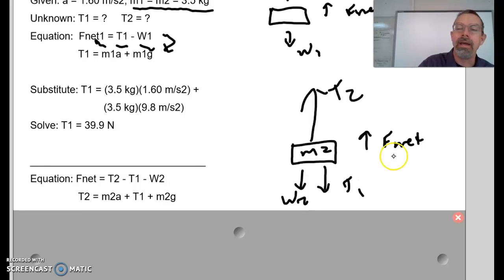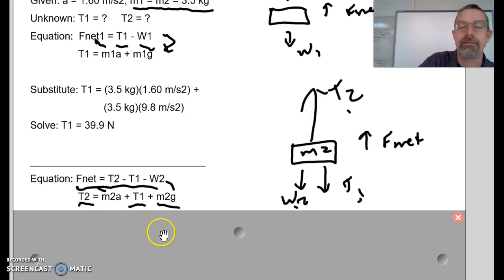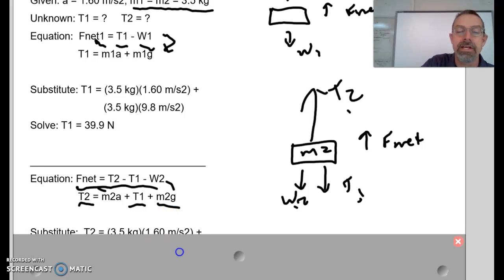And so my net force here, my T2, is going to equal this net force. I'm just rearranging this equation here. My net force here equals T2 minus T1 minus my second weight. I rearrange that to solve for T2. T2 is going to equal this net force. I rearrange that to call that, by Newton's second law, M2A plus T1 plus, that's my weight, M2G. I just rearranged that, flipped the others over to the other side.